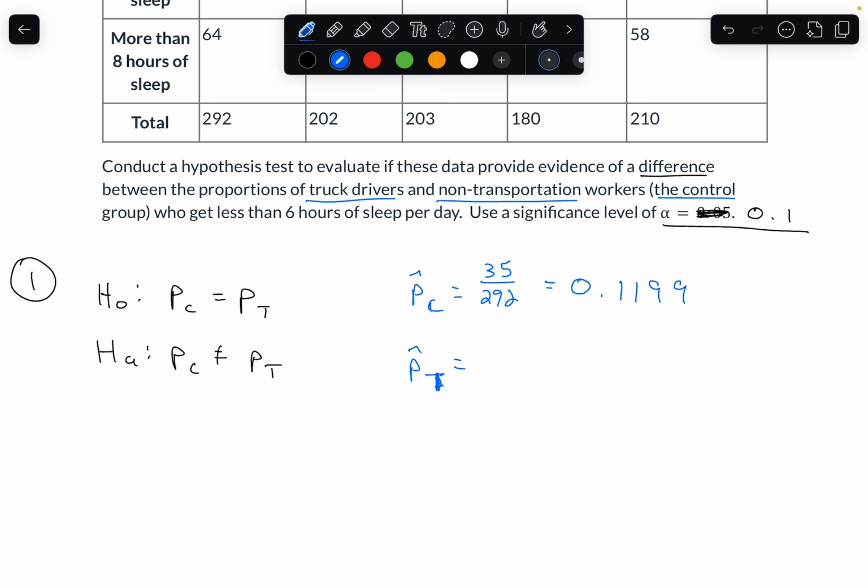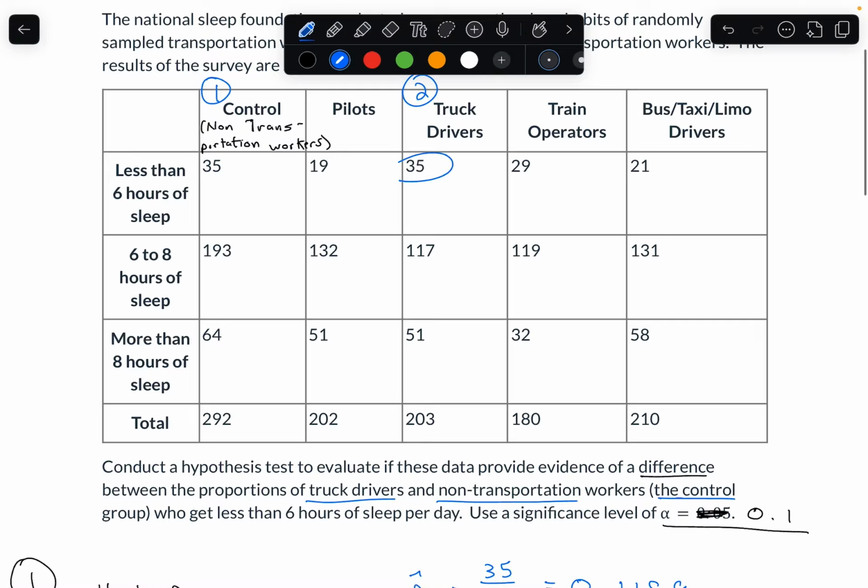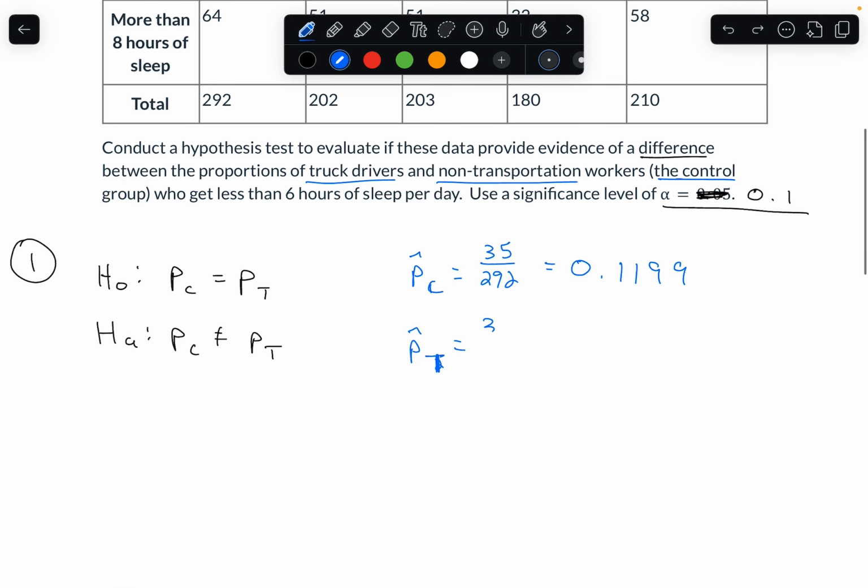And the proportion of truck drivers that get less than 6 hours of sleep, well, we have, once again, 35 of those individuals and 203 total truck drivers. So 35 out of 203. So 35 divided by 203. If I divide that out, this time I end up with 0.1724. Again, rounding to 4 decimal places just to be safe.